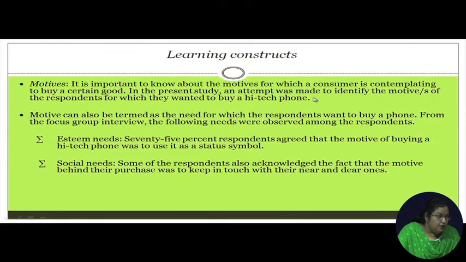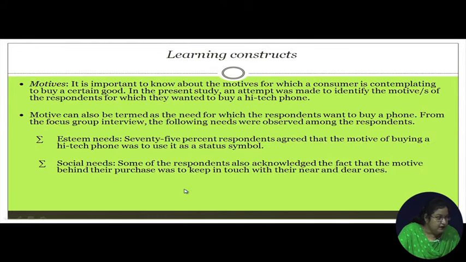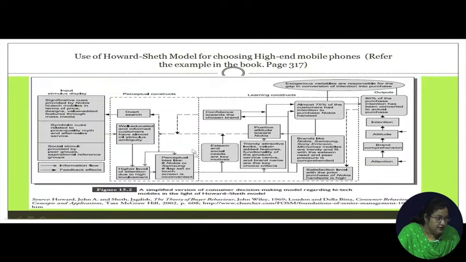It is important to know about the motives for which the customer is contemplating buying a certain product, and in the present study an attempt has been made to identify the motives of the respondents for which they wanted to buy a high-tech phone. What we have identified, first, is the esteem need, which was most important for them because they wanted to use it as a status symbol. Second is the social need, they wanted to keep in touch with their near and dear ones. So, this is done.